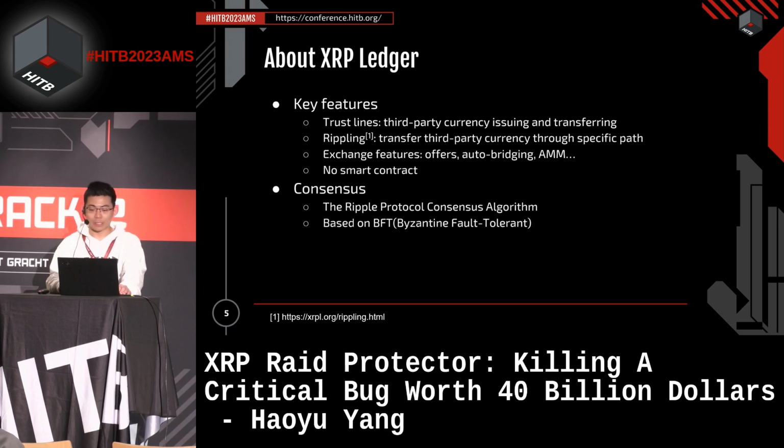As a layer 1 blockchain protocol, XRP Ledger has the following features: trust lines and rippling, which support issuing and transferring a non-native currency. Some exchange features that support on-chain token exchanging. And a great feature that it does not support any kind of smart contracts, which helps it decrease a great big attack vector. Its consensus algorithm is based on BFT, named the Ripple Protocol consensus algorithm.